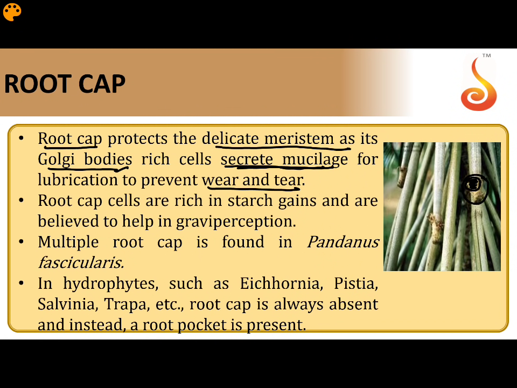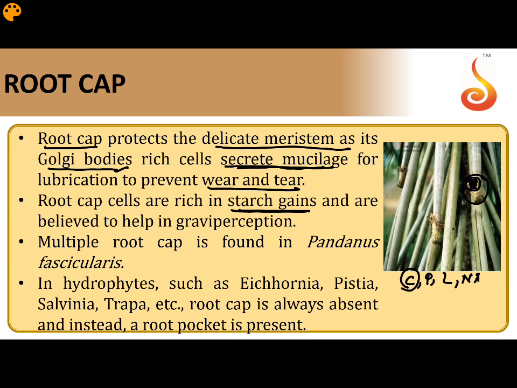How? Because the root cap has a composition which is rich in starch grains. Understand one thing, all organisms depend on only 4 substances: carbohydrates, proteins, lipids and nucleic acids. So, what is the root cap made up of? Carbohydrate. Which one? Starch grains.